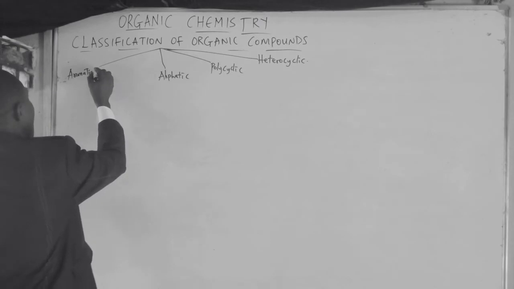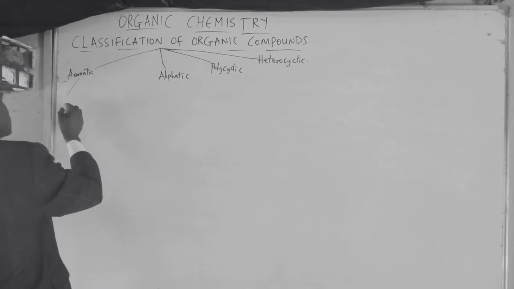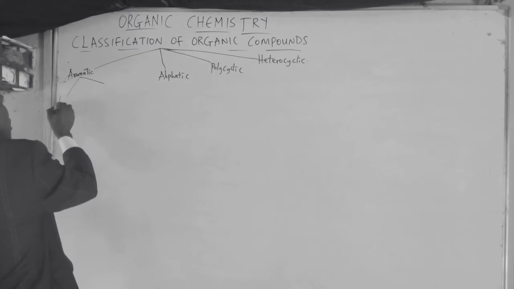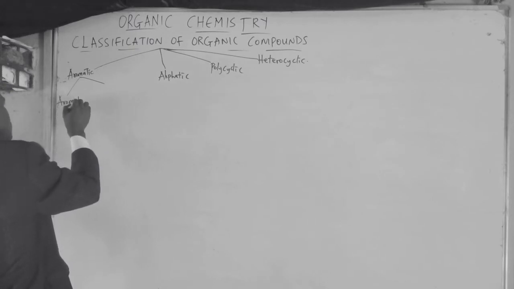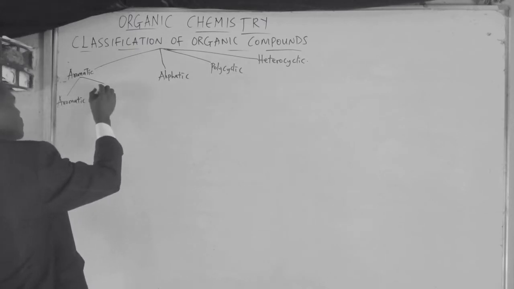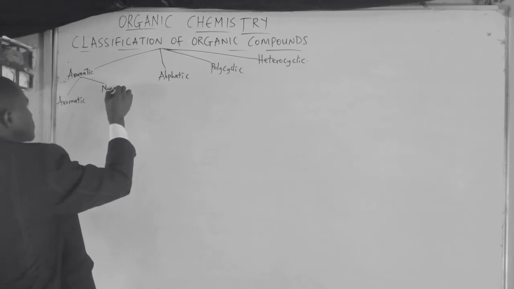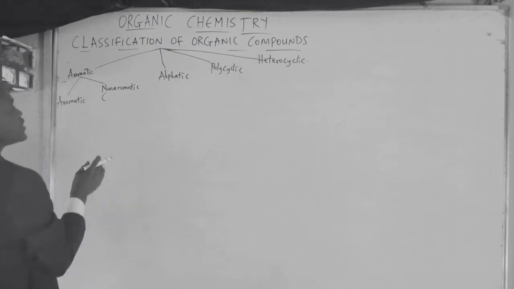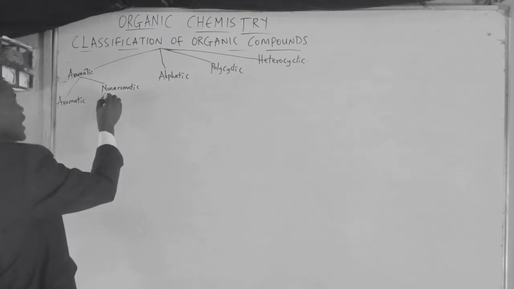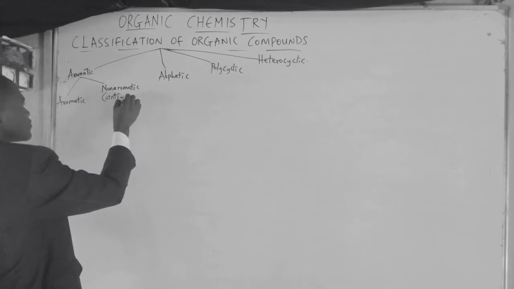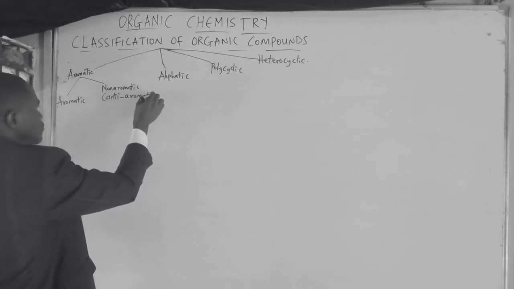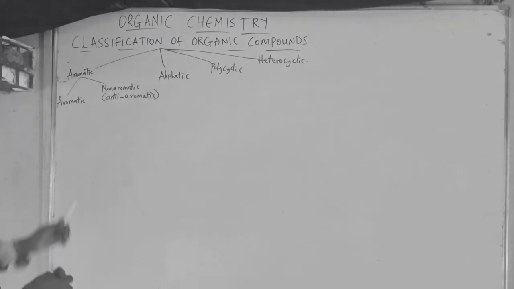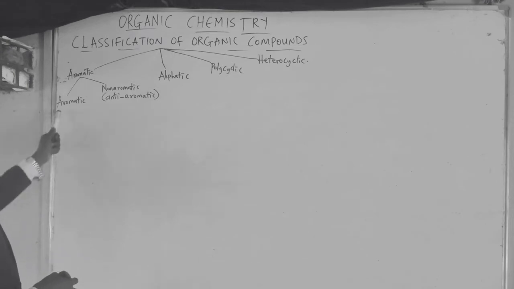Now, under aromatic, it is subclassified into purely aromatic and non-aromatic. Now, this non-aromatic have a special type of it called anti-aromatic. So, purely aromatic compounds are benzene compounds and also other derivatives of benzene.